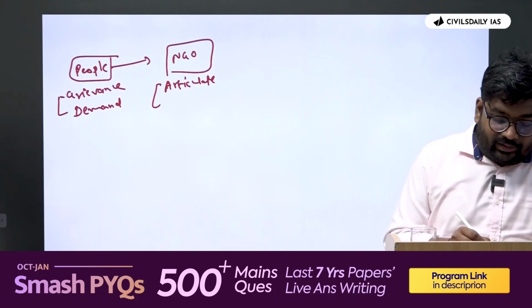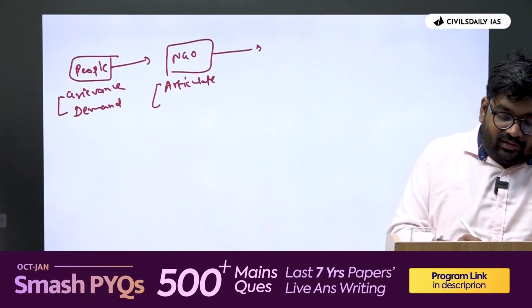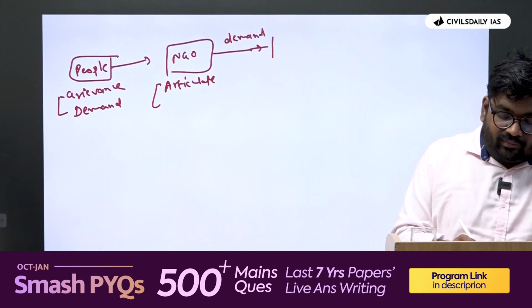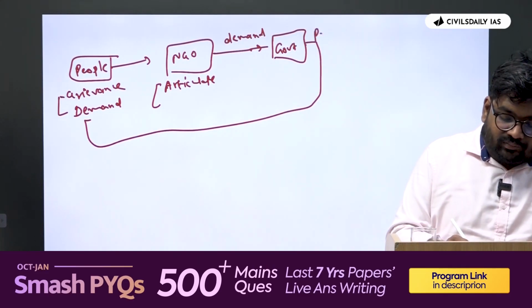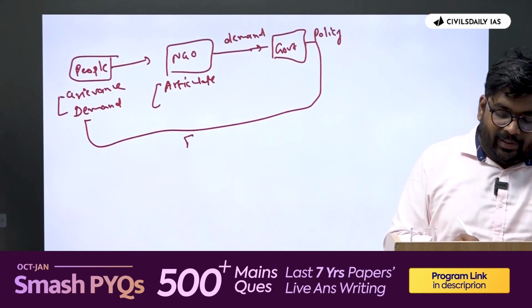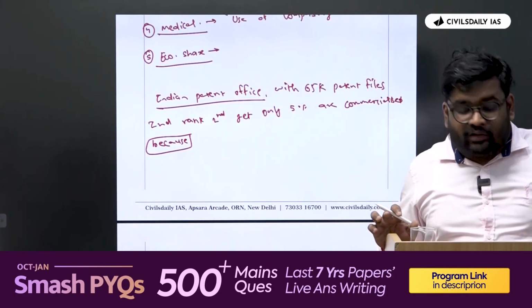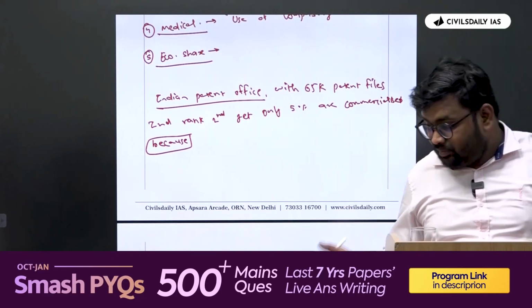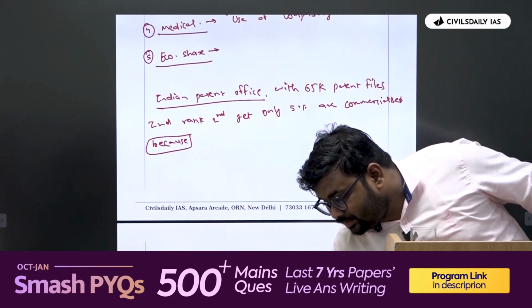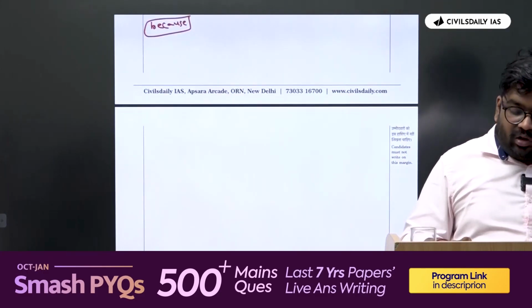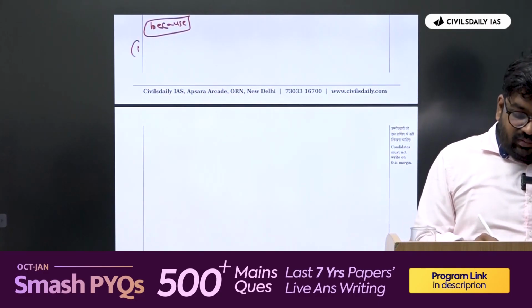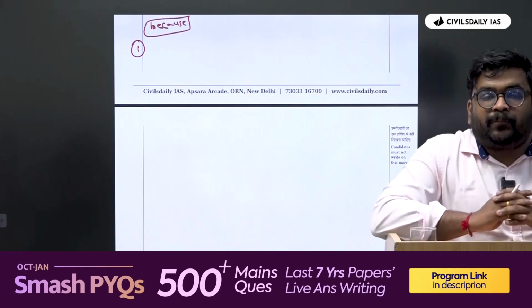Okay. This goes as a demand to government, and the result is policy. This is the feedback loop. Okay? So this is why we extended our heading a bit and we provided the data in that. Okay? Now the reasons for low commercialization. What can be the reasons?